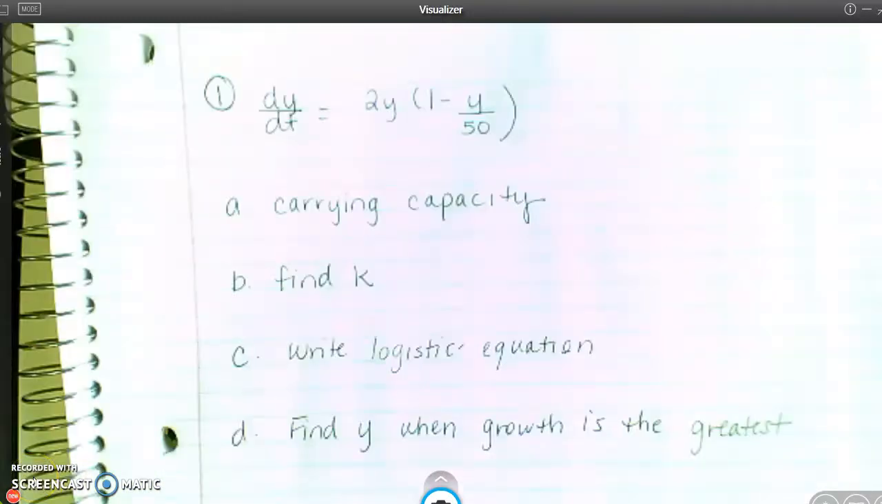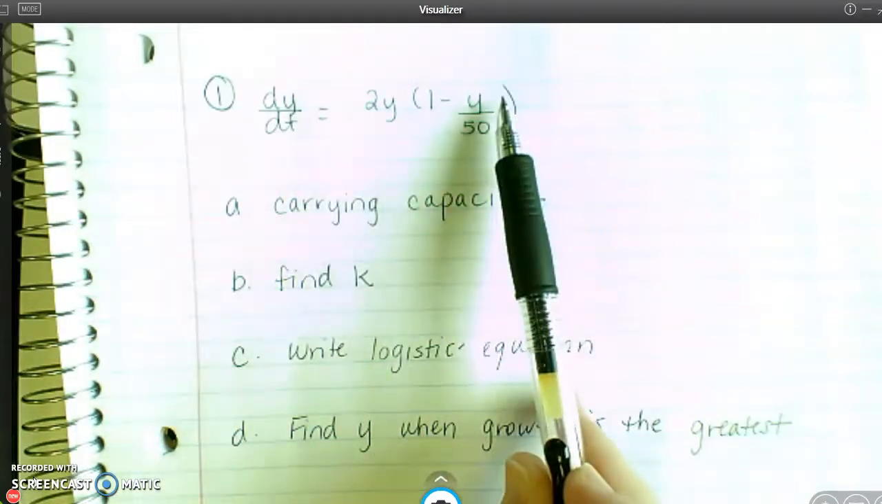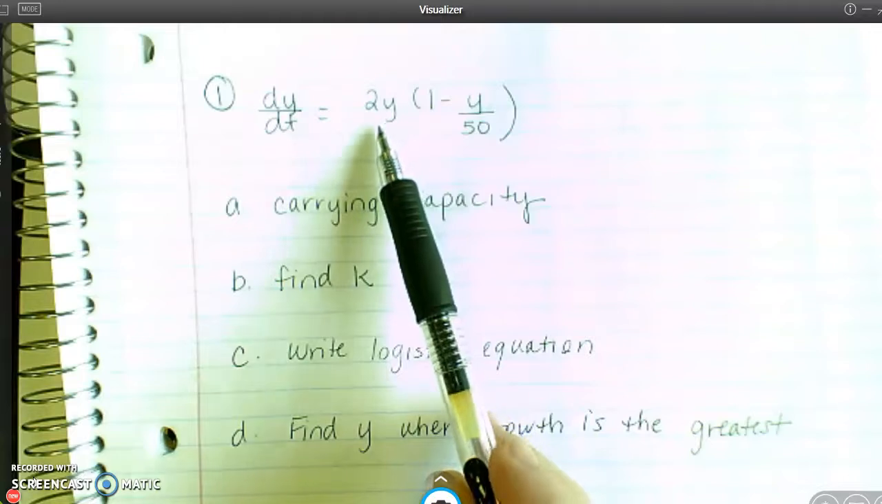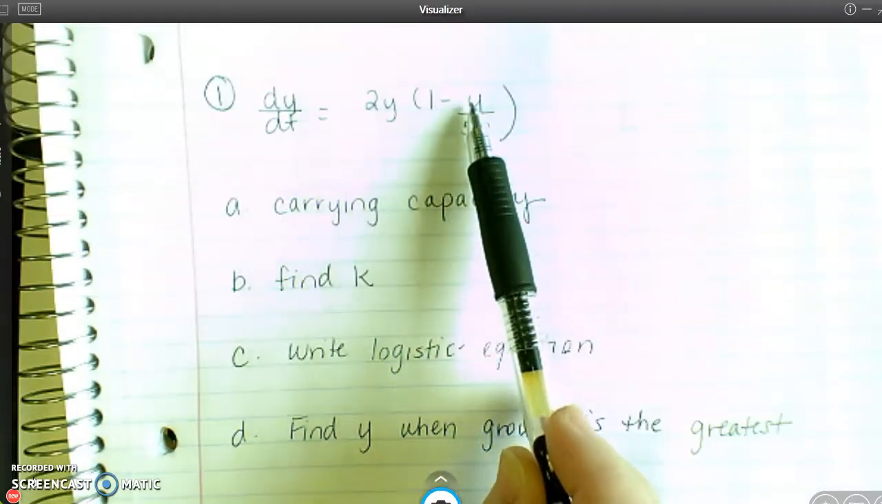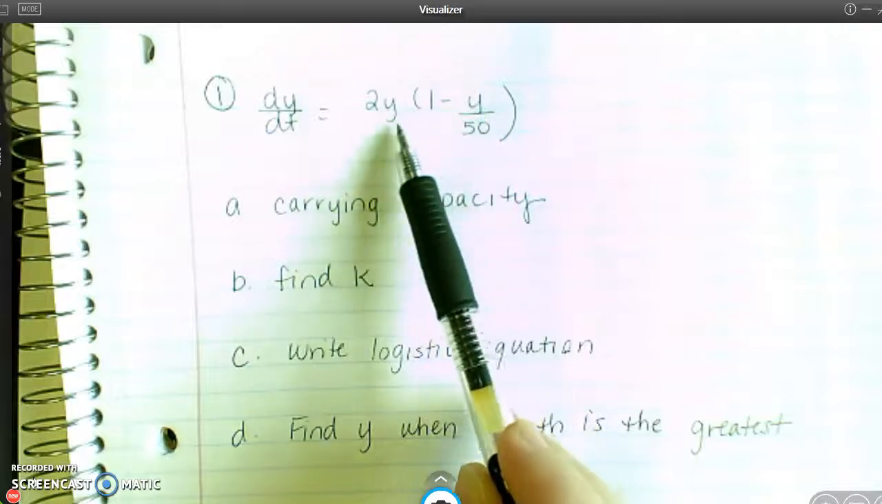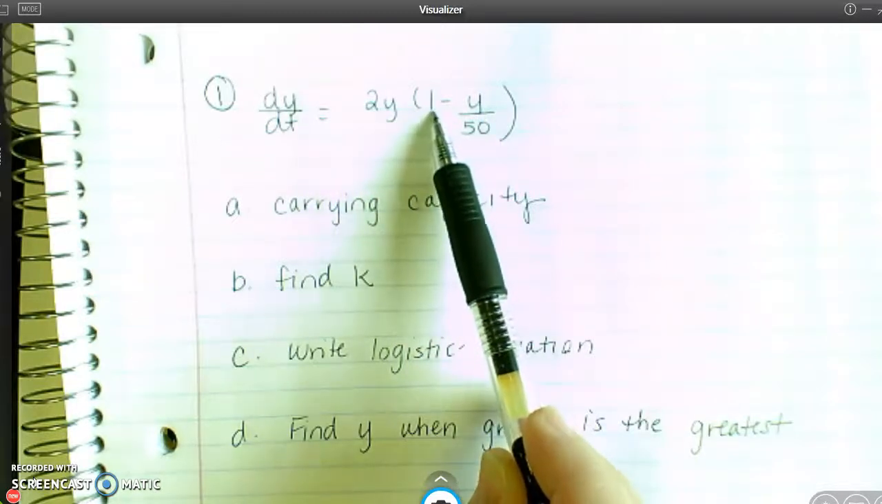Here is a logistic equation where some numbers are filled in. And here are some things that we're going to be trying to find. The first thing says that it wants us to find the carrying capacity. Notice this is already in the correct form. Go back to that differential equation. It has to say kP times 1 minus P over L. P here is y. There has to be a 1 right there. If there's not a 1 right there, then you're not completely finished.